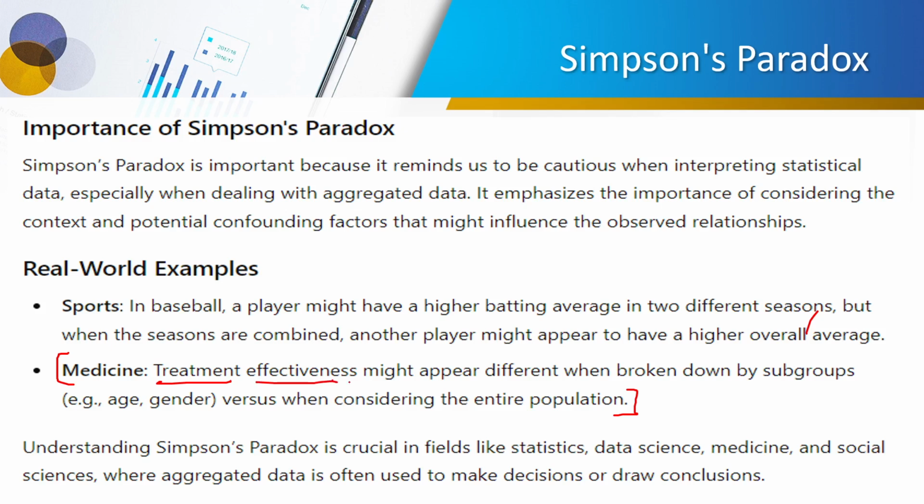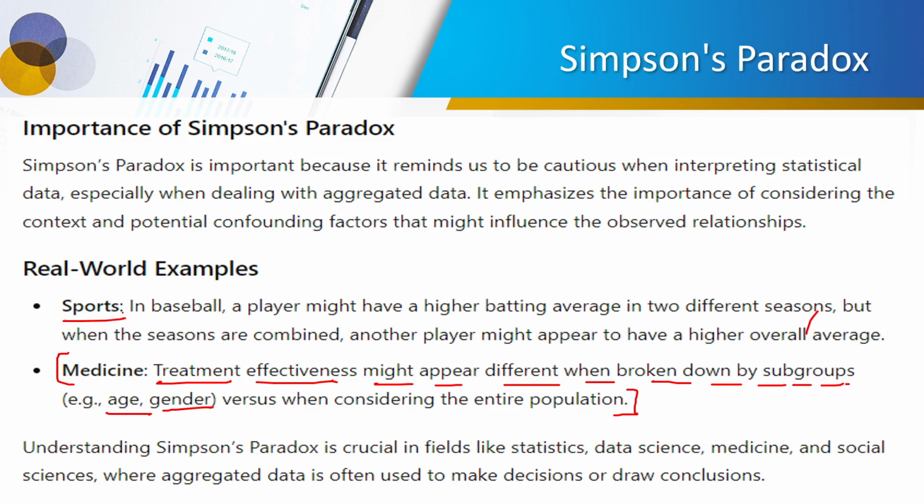So see, treatment effectiveness might appear different when broken down by subgroups. In our case, we divided the treatment by gender, men and women, but you can also divide it by age. Whatever drug A is there, it might be good for an elder person, and drug B might be good for small children. So we can divide it with respect to age also, and with respect to gender we have already seen in our case. So if they ask the question, you can write it in this way. That is the case.